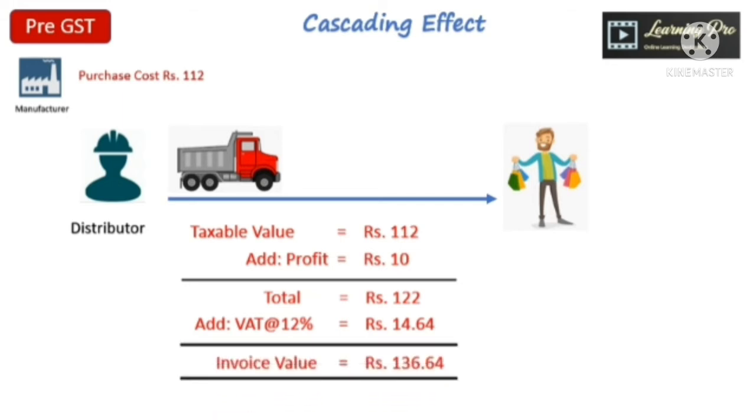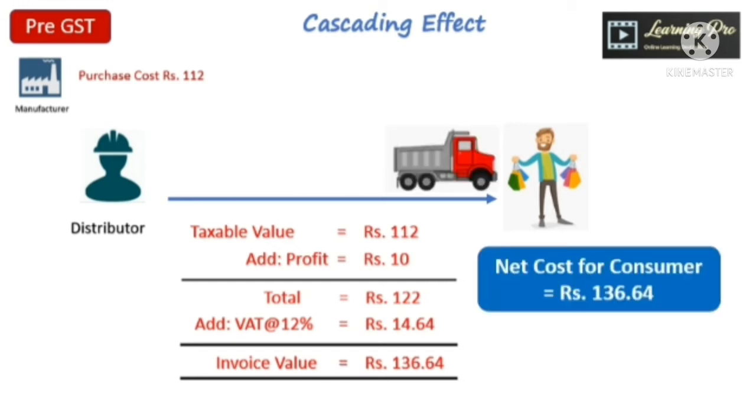The total amount, the final price for the consumer, becomes 136. So in the pre-GST regime, if we take 12% tax at every stage, the final cost for the consumer is 136 rupees and 64 paise.